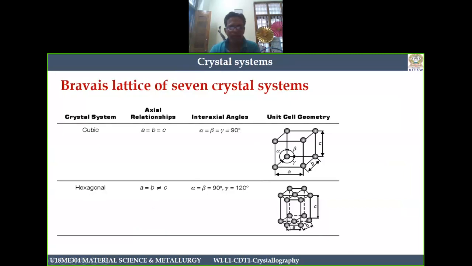So here A is equal to B. Now you can see hexagonal at the bottom. The shape of this system has a hexagon base, bottom base and top base. So here A is equal to B, but the height is different, not equal to C. So alpha is equal to beta, 90 degrees, but gamma is 120 degrees. All of us know that in a hexagon the angle is 120 degrees.